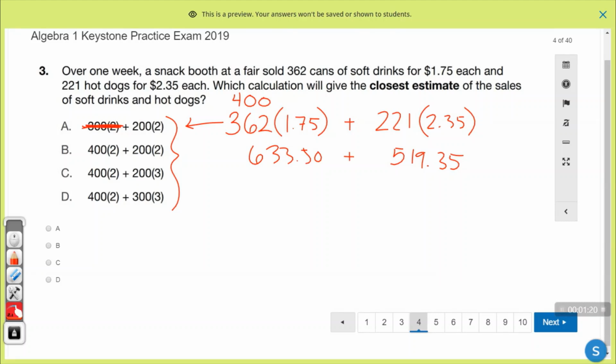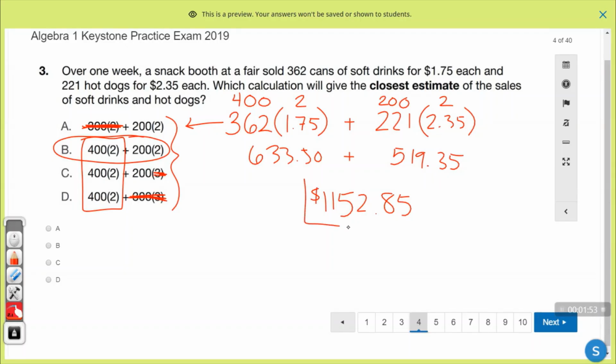All right. And then we're looking at 1.75. That would round up to 2, as we can see that all of these are 400 times 2. All right. Look at our next one. All right, 221. Well, that is closer to 200, so that would round down to 200, causing me to eliminate this one here. And for 2.35, that's closer to $2, causing me to eliminate this one here, giving me my best option here is B. But you can always calculate B out to see if it does give you close to the exact value, which the exact cost, if we added that all together, would be $1,152.85. All right, good work. Let's take a look at number 4.